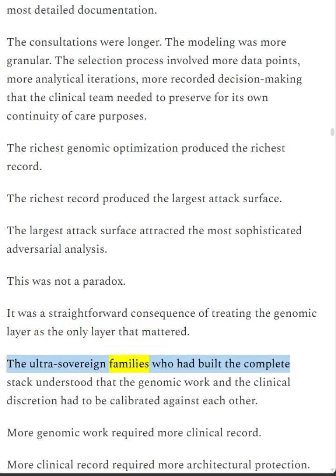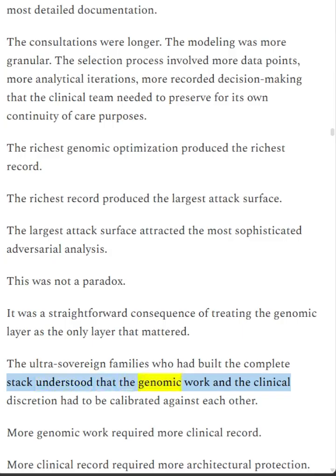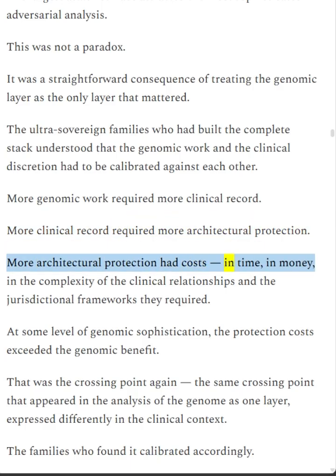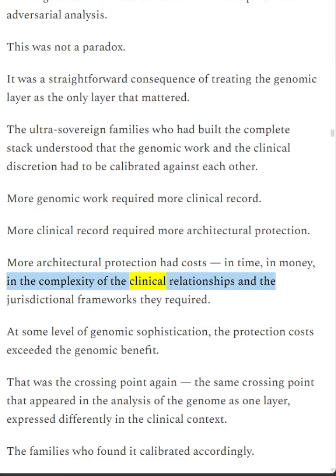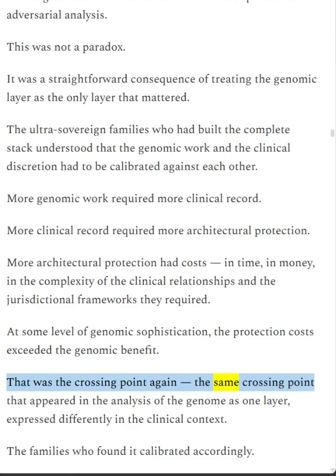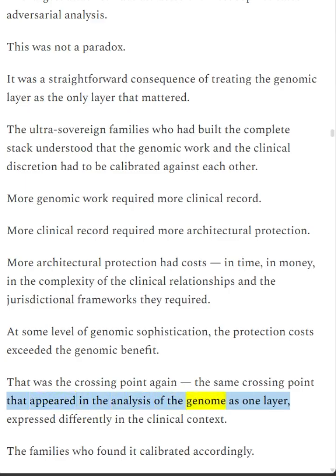The ultra-sovereign families who had built the complete stack understood that the genomic work and the clinical discretion had to be calibrated against each other. More genomic work required more clinical record. More clinical record required more architectural protection. More architectural protection had costs in time and money, in the complexity of the clinical relationships and the jurisdictional frameworks they required. At some level of genomic sophistication, the protection costs exceeded the genomic benefit. That was the crossing point again, the same crossing point that appeared in the analysis of the genome as one layer, expressed differently in the clinical context. The families who found it calibrated accordingly.